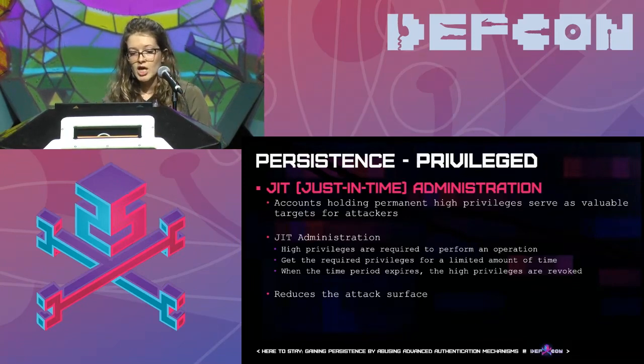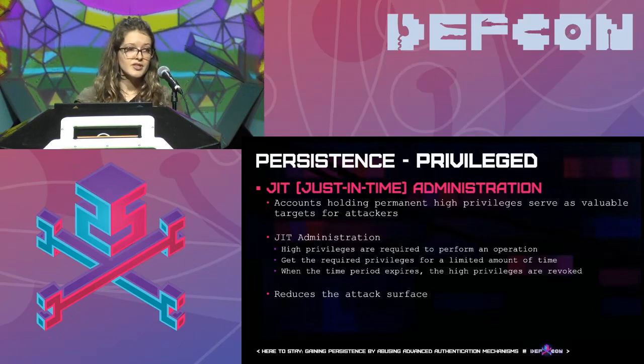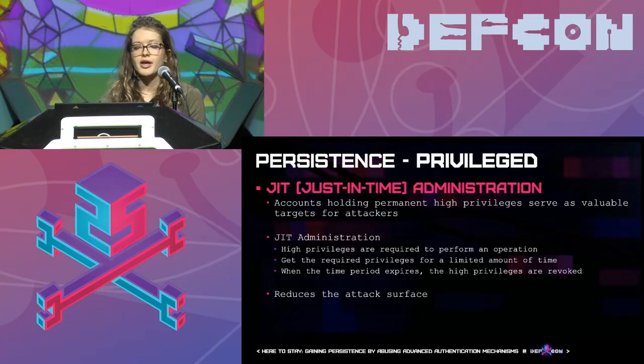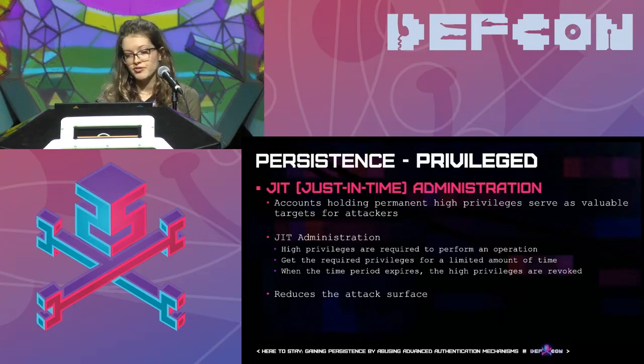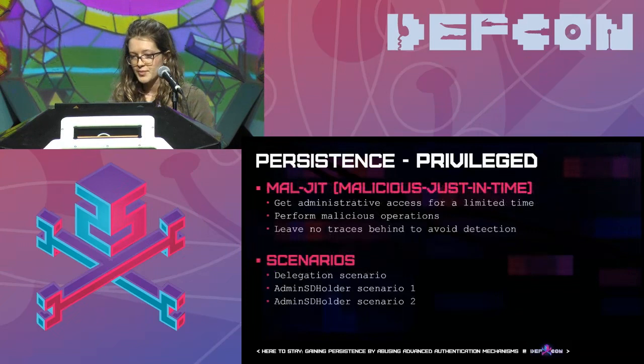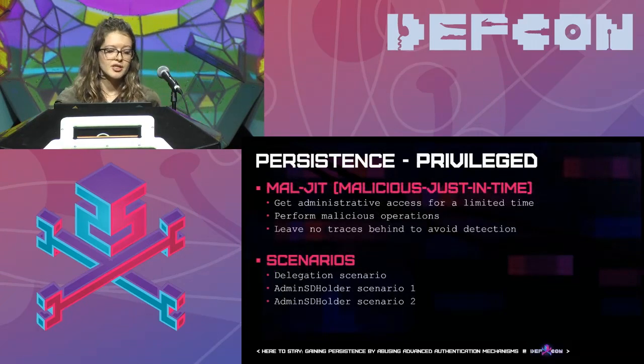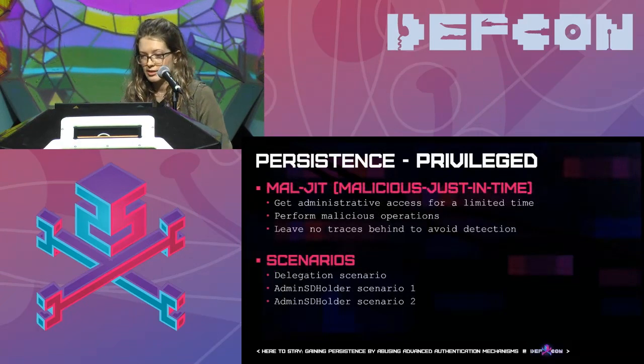So as you can see, this reduces the attack surface since it makes the life of the attackers a bit harder. It's going to be harder to find a user that has the privileges of the domain admin. So while this concept was introduced to protect the environment from the attackers, a very similar concept can be abused by attackers in order to evade most of the detection mechanisms that are in place today. This is exactly what brings us to the malicious just-in-time concept.